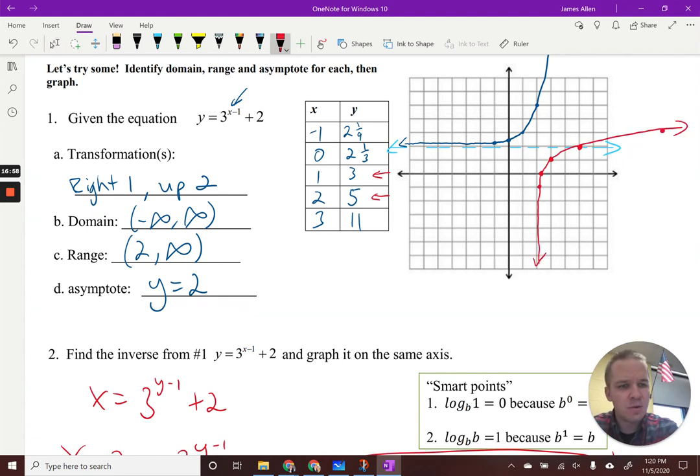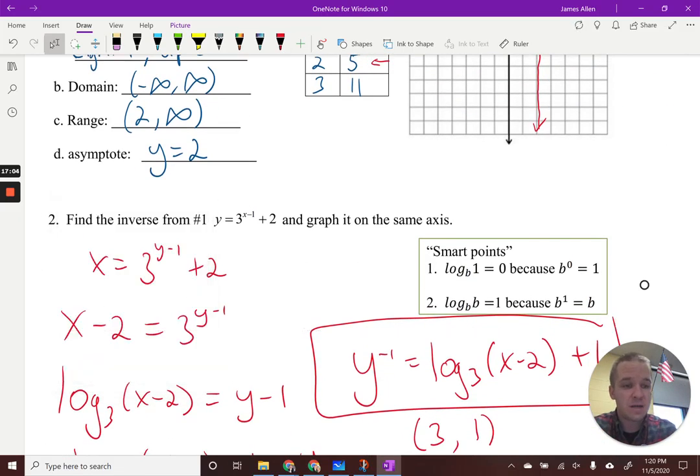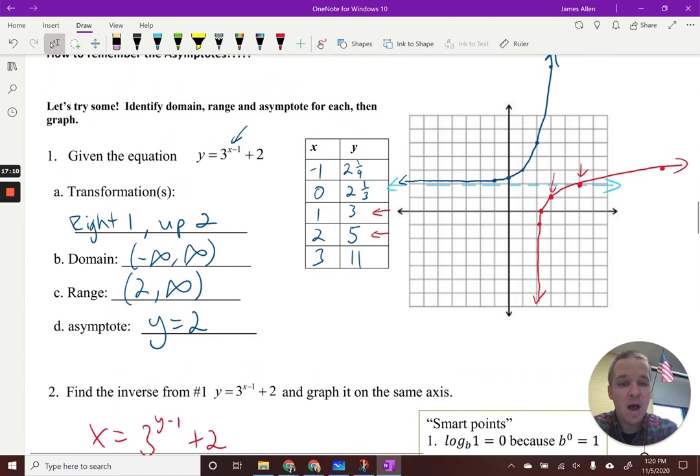And there we have it, folks. So these were the two right here and here that I found by doing those smart points, right? You might want to jot that green box down, pause it if you need to. That is very helpful when graphing logs, get those 2 points. And then I went ahead and switched my X's and Y's from this table here.